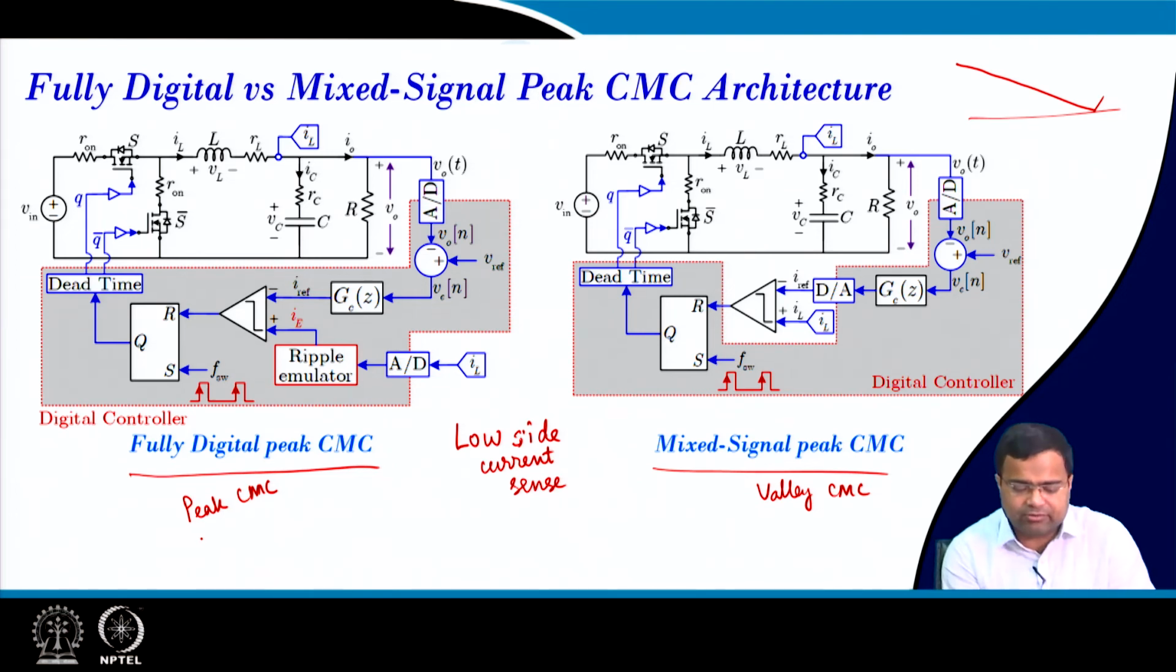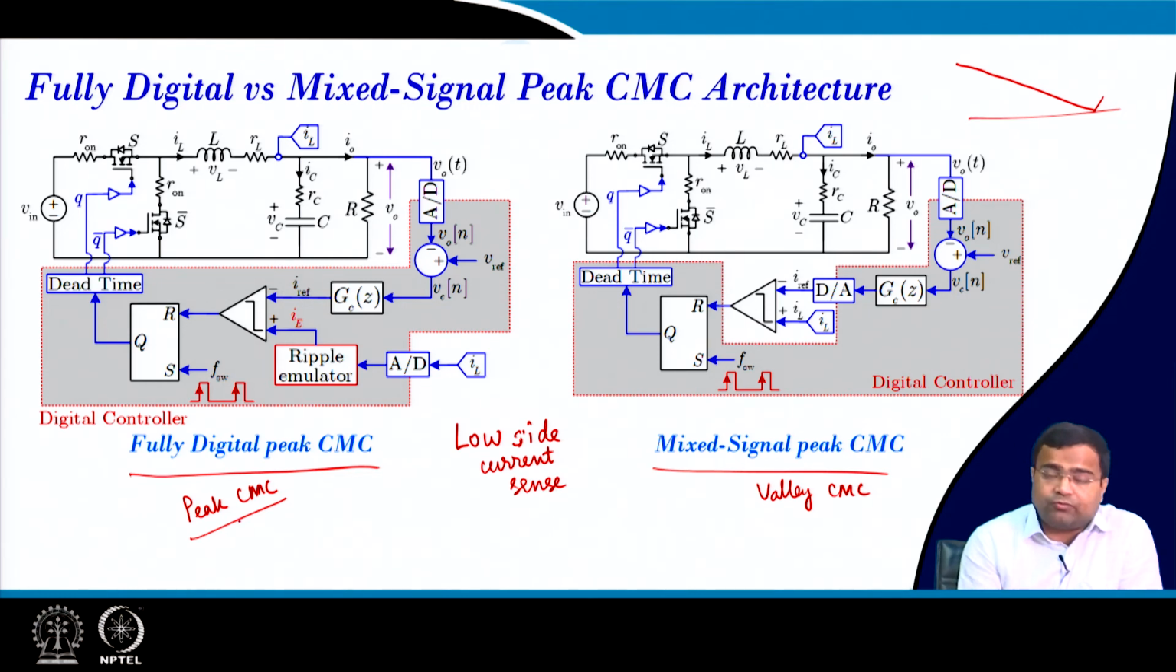In fully digital, you can implement peak current mode control. Now I may ask, can you also do valley current mode control in fully digital? Why not? You can also sense, that means if you take the low side current, I am talking about the low side current. This is the inductor current, low side current.